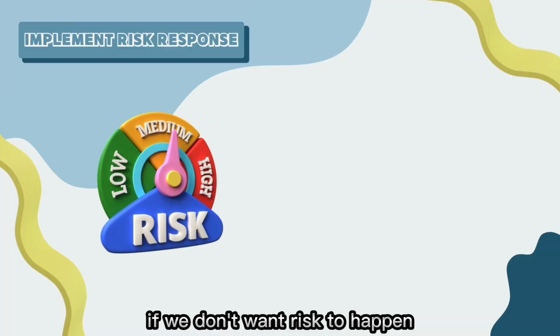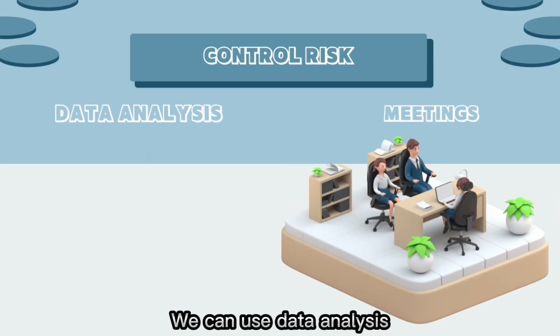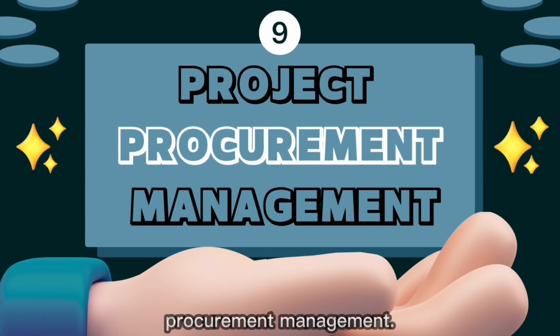This is where if we don't want risks to happen, we make sure we avoid it, or if we want the risk to happen, we exploit it. We can use data analysis and meetings to watch the risks we've identified. The 9th one is project procurement management.